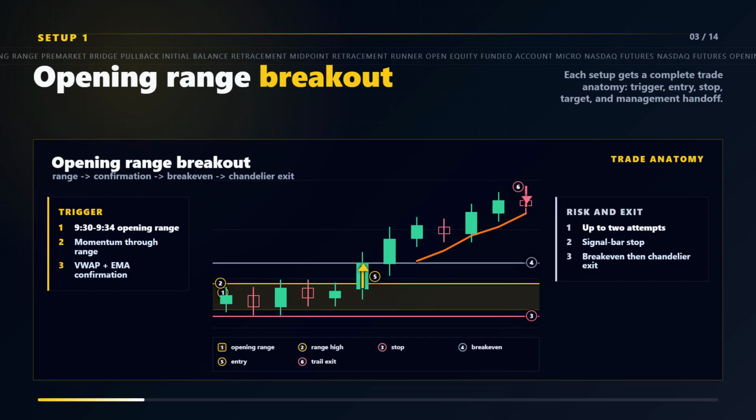The trade waits for a real break through that range with momentum and VWAP context. Risk is known at entry because the stop comes from the signal structure. If the move works, the stop can move to break even and then trail with a chandelier-style exit.